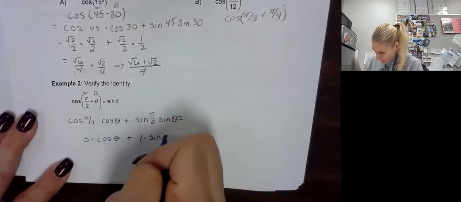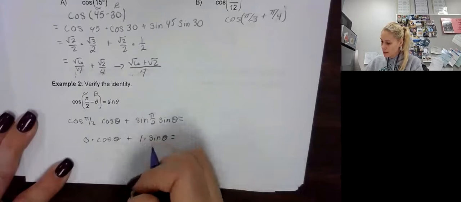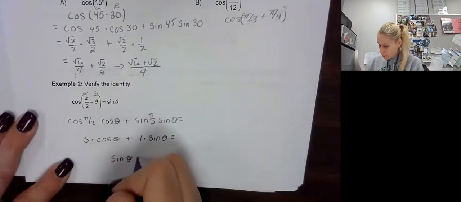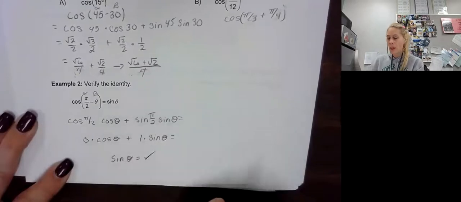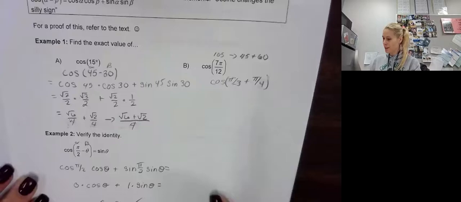And what do you know, guys? Anything times 0 is 0, so that goes away. And anything times 1 is itself. So we're just left with sine of theta, which of course is what we were trying to prove. So this is an identity that we can use in the future.